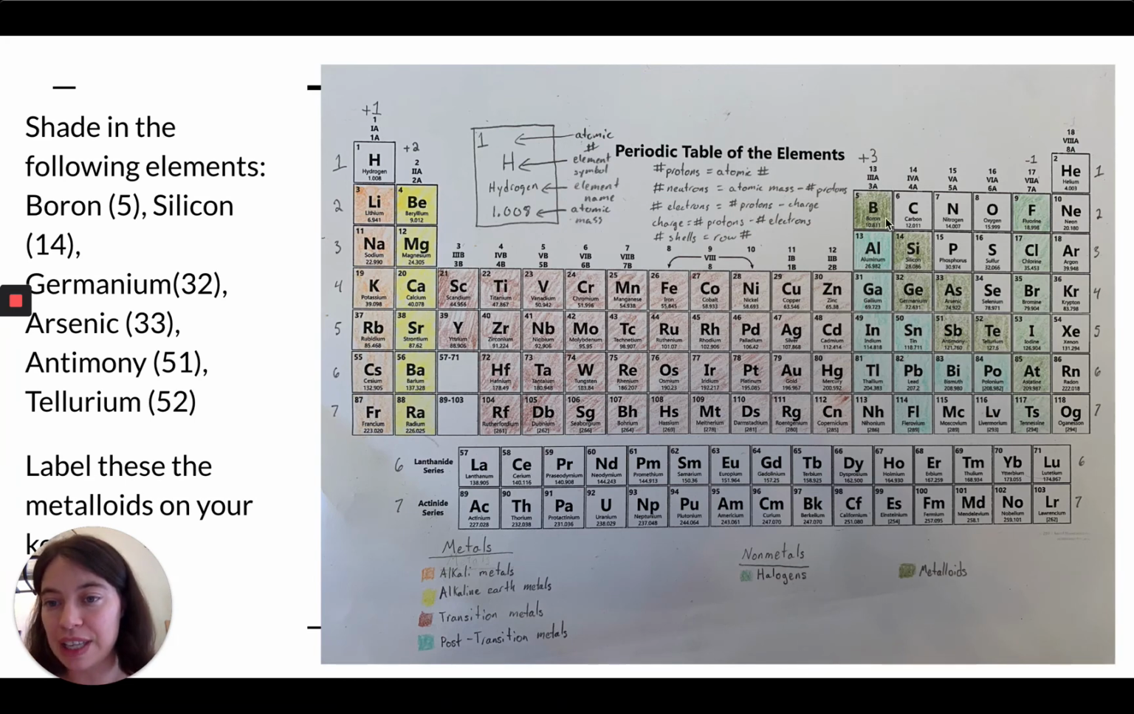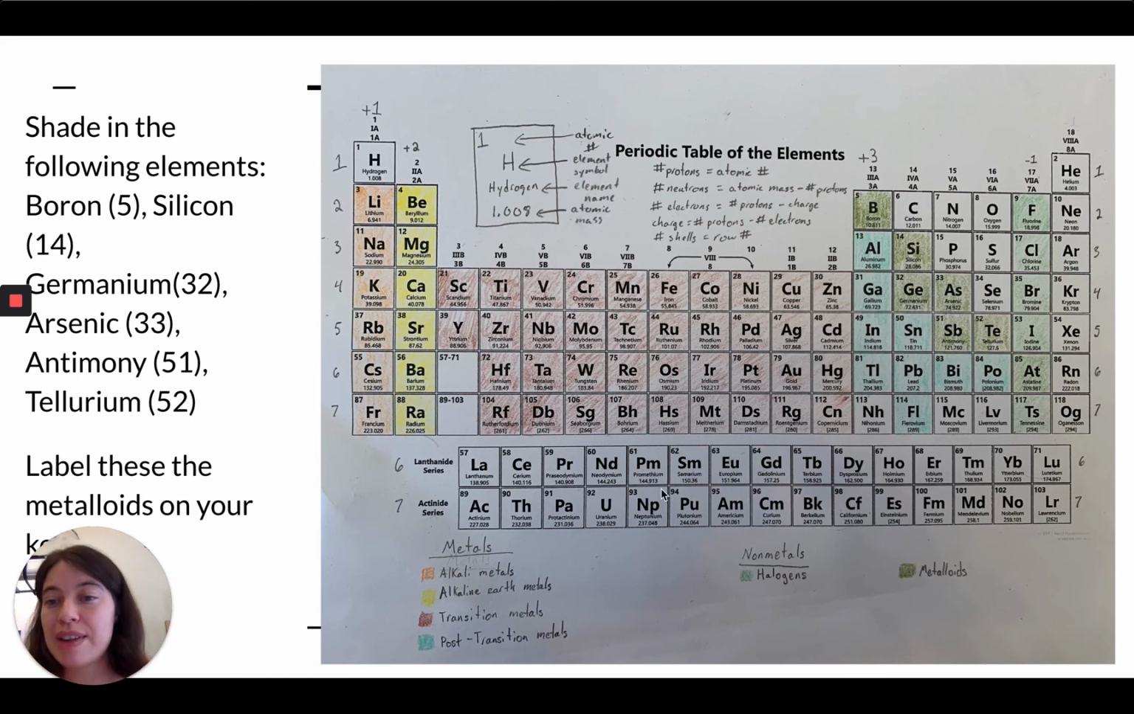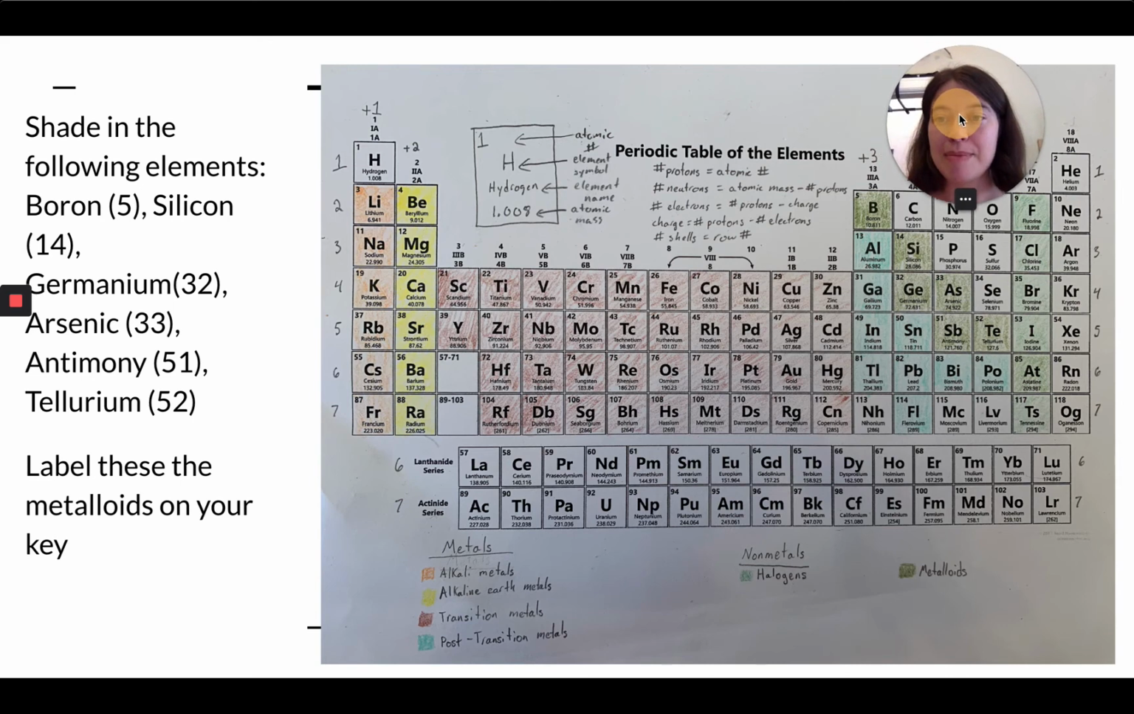So I want you to go ahead and fill in boron, silicon, germanium, arsenic, antimony, and tellurium on your periodic table. You're going to shade those in, and make sure that once you've done that, you add them to your key. You will notice that I didn't stick this under metals or nonmetals because metalloids aren't really either. They're sort of in between those two. So go ahead and fill in those 6 elements on your periodic table and make sure that you label them as metalloids on your key. Pause this video and then unpause it when you're ready to move on.